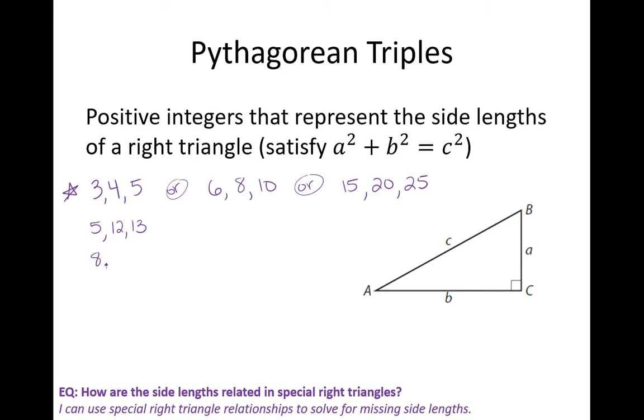Two others that we're going to mention are 8, 15, 17, and also 7, 24, 25. So these, again, are ones that you'll see pop up for side lengths of right triangles.